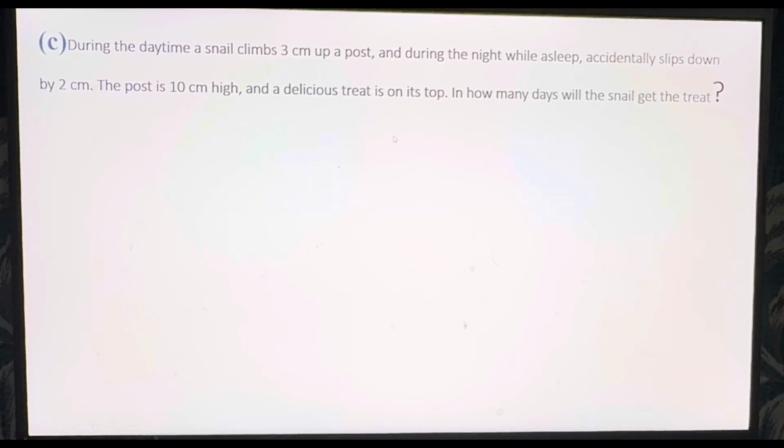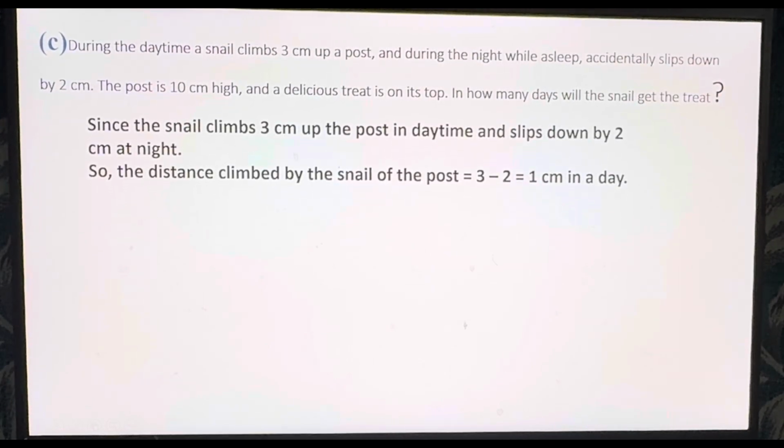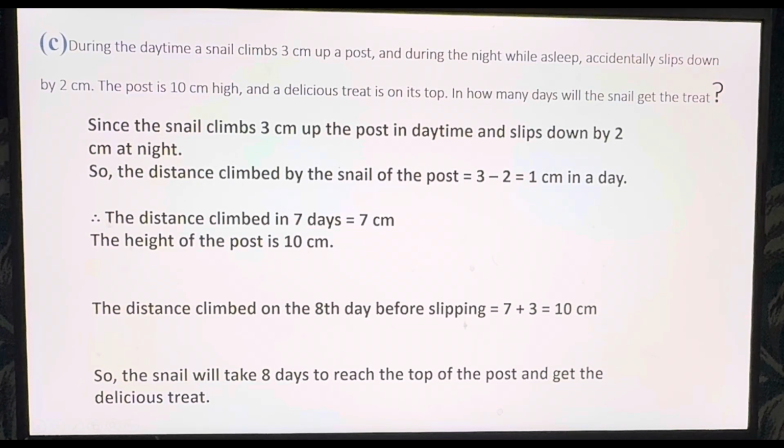So let us see. So now the snail climbs 3 centimeters up in a daytime and slips down by 2 centimeters. So if you count the whole day's climb will be only 1 centimeter, because 3 up, so plus 3, and 2 slips down, so minus 2. So 3 minus 2 will be 1 centimeter in a day, right? Now the post is 10 centimeter high. So let us see. The distance climbed in 7 days will be 7 centimeter, correct? So, because each day the snail is covering only 1 centimeter.